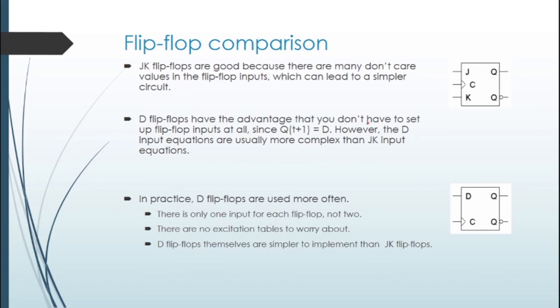So JK flip-flops are good because there are many don't cares, and those don't cares actually generate a simpler circuit. D flip-flops have the advantage that you don't have to set up multiple inputs for flip-flops, but because there is just one input, the equations are usually more complex than the JK input equations. Otherwise, it's actually the same. So basically, every flip-flop has advantages and disadvantages. You can use whatever you like. In practice, D flip-flops are used more often because the next state depends simply on D. That is the reason the D flip-flops are used, although the circuits are a little more complicated.